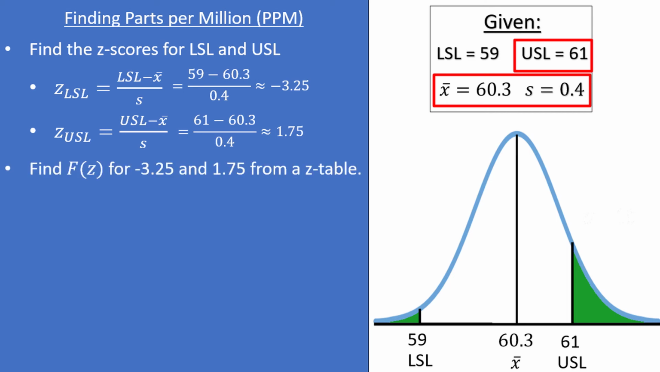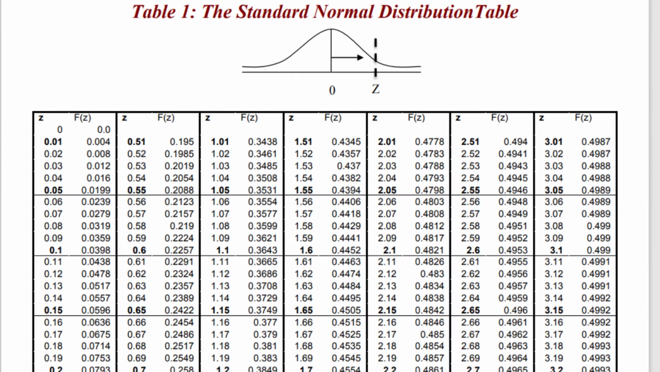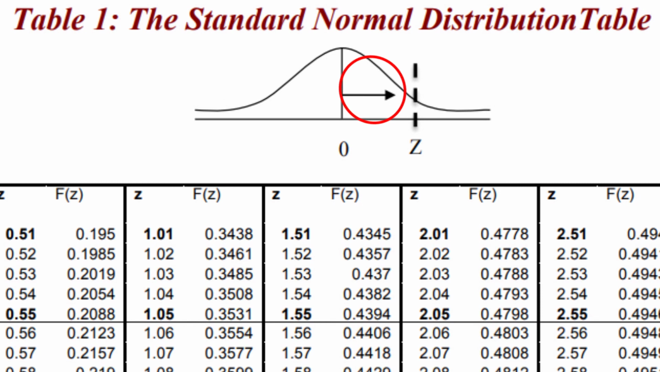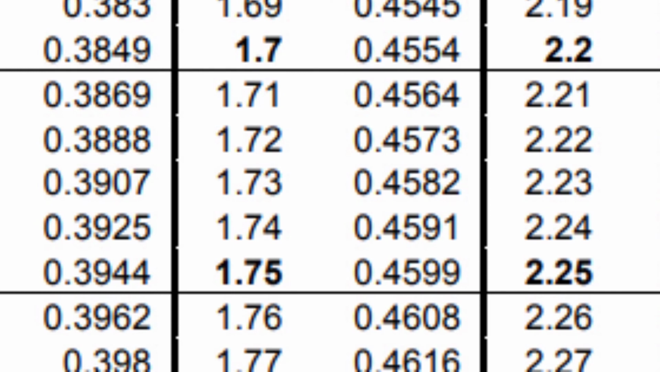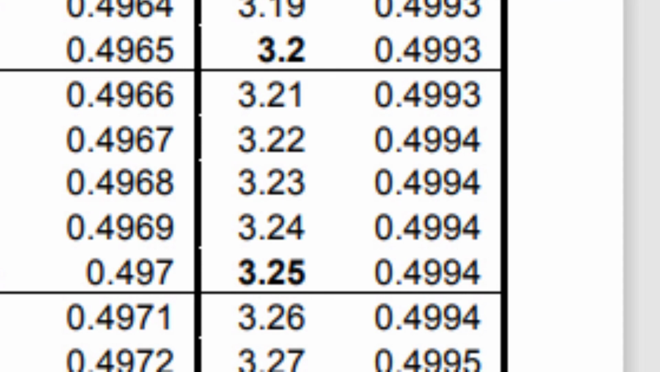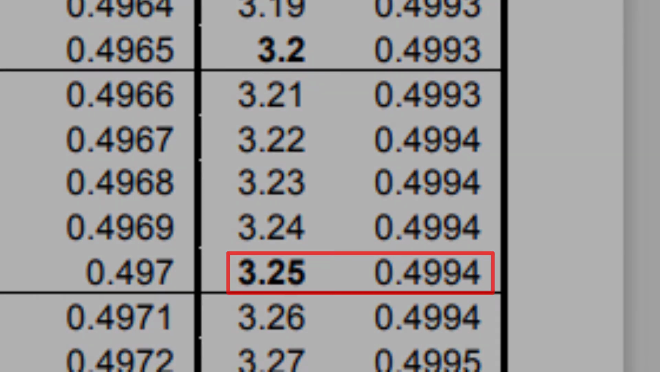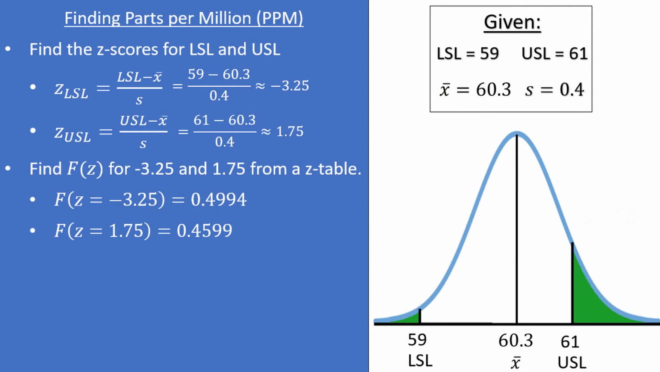Let's look up each of these values in a z-table to find the corresponding probabilities. The table I'm using calculates the probability from the center up to the desired z-score. In the z-table, we can see the probability associated with 1.75 is 0.4599, and the probability associated with negative 3.25 is 0.4994. Since the distribution is symmetrical, we can look up positive 3.25 instead of negative 3.25 and still get the correct probability. The probabilities I found can be included in the graph. They are the area up to or down to the corresponding specification limit.